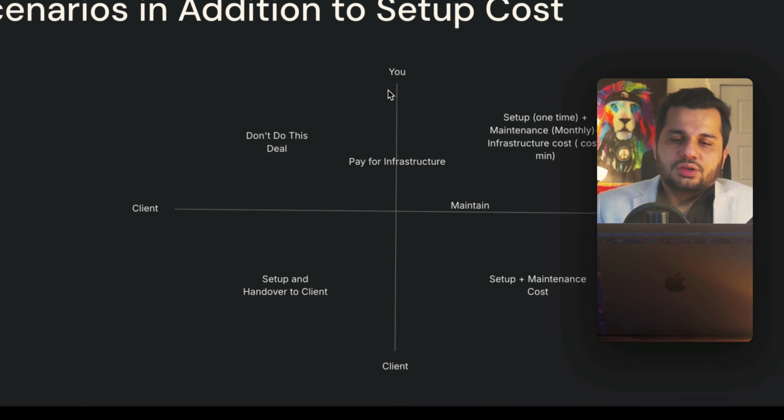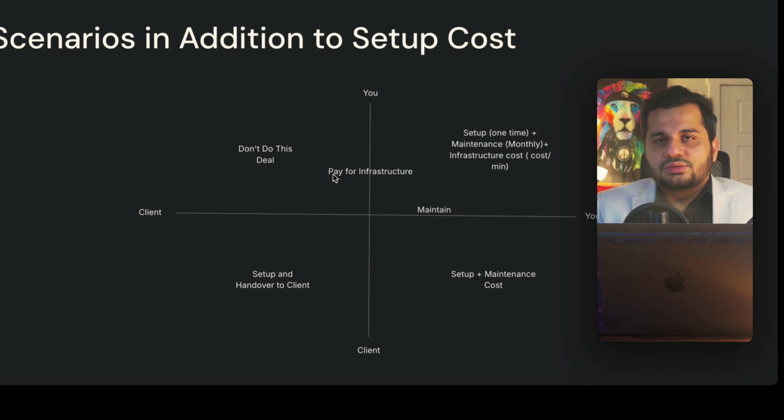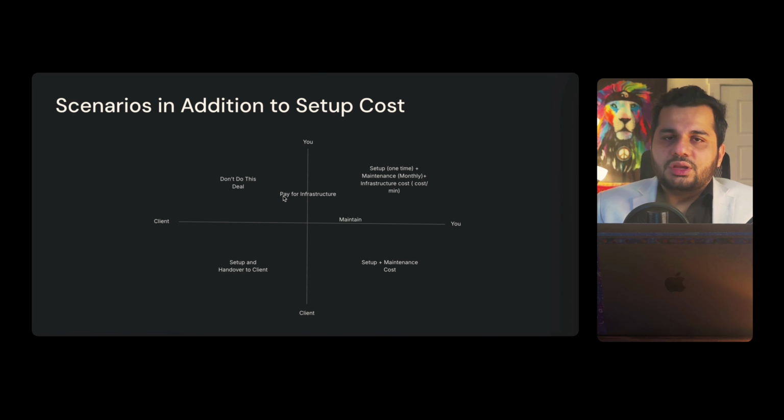Fourth case is you are paying for infrastructure, but your client is maintaining it. I don't think this is a logical case, so I avoid such solutions. You may charge them per minute here, but I don't recommend doing that. So instead, you go with this case. You say, okay, I'll build everything, but you are going to take care of the infrastructure and maintenance cost on your end.